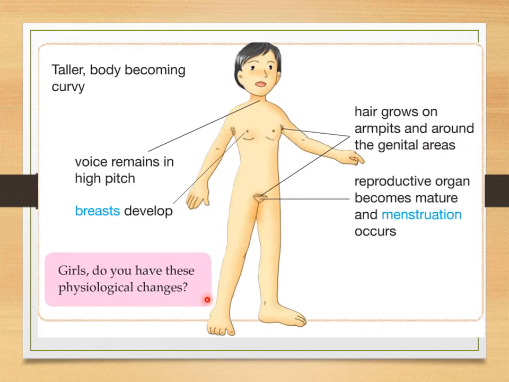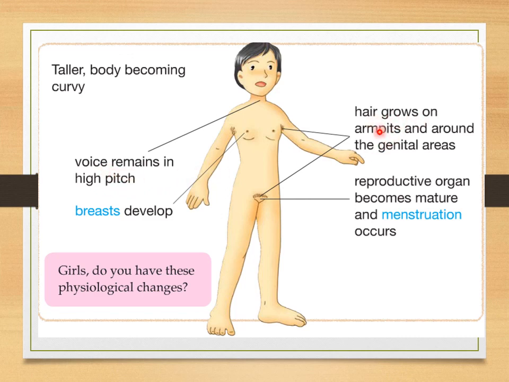After talking about boys, here comes the girls. What changes will take place in girls' bodies during puberty? First, taller. Body becoming curvy, and hips widen. Voice remains in high pitch.